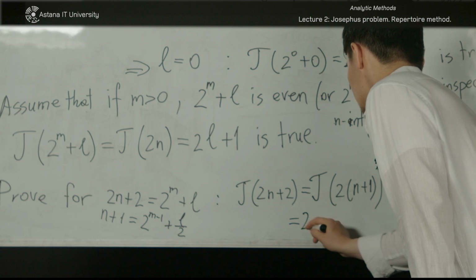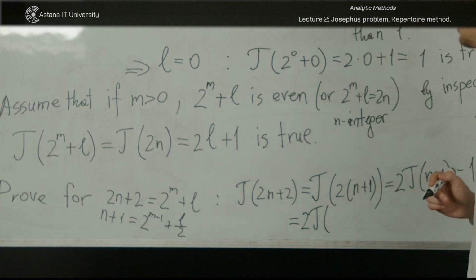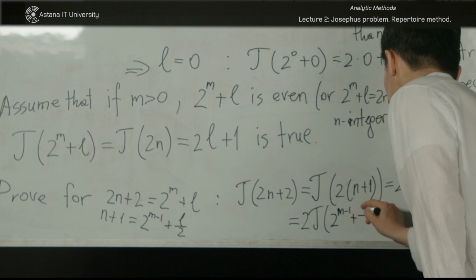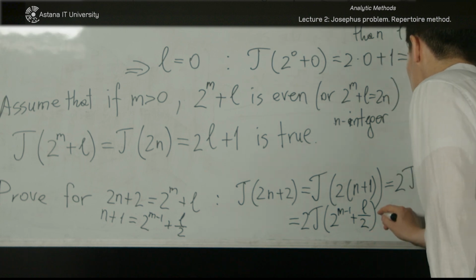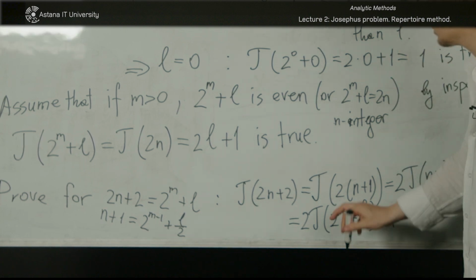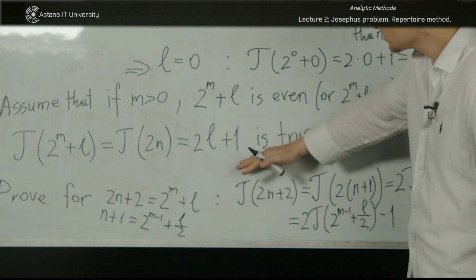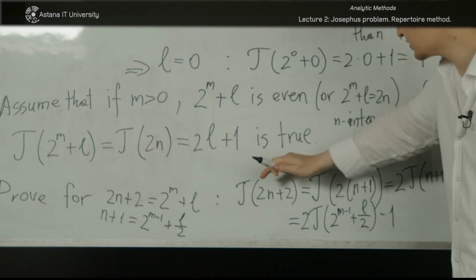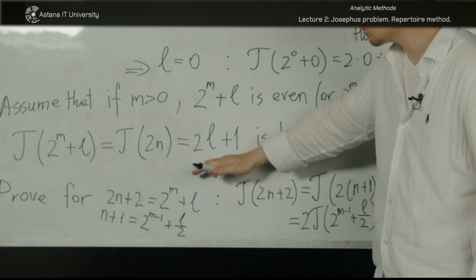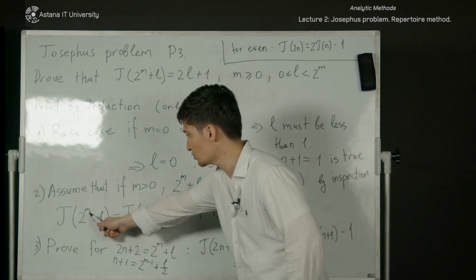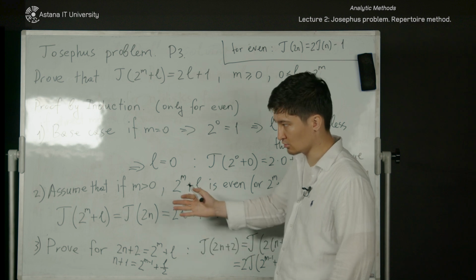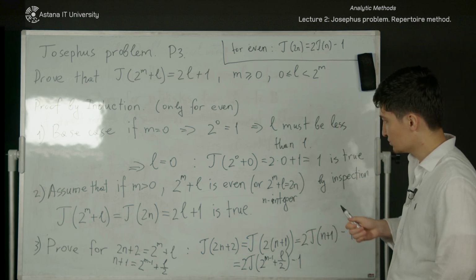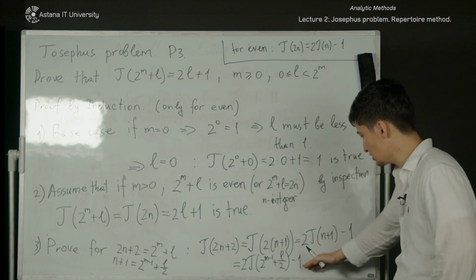2 times j of 2 to the power of m minus 1 plus L over 2 minus 1. And over here, we're going to use our assumption that we made in the second step, that this formula actually gives us this answer. So if you have j of 2 to the power of m plus L, the result of j of that number is equal to 2 times L plus 1. So since we assume that it is true, we can use it in our case over here.